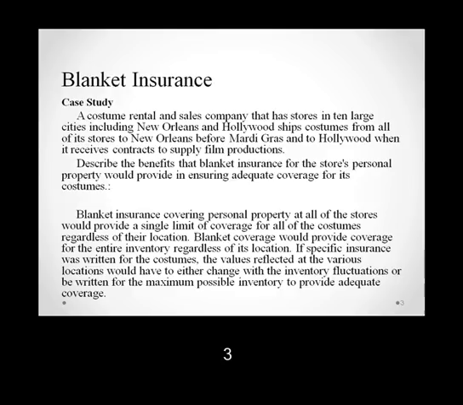Now, blanket insurance will cover personal property at all stores as long as this person complies with the co-insurance requirement. It will provide coverage for the entire inventory, regardless of its location. If specific insurance was written for the costumes, the values reflected at the various locations would have to either change with the inventory fluctuation or be written for the maximum possible inventory to provide adequate coverage. Now, with blanket insurance, you don't have to do that.